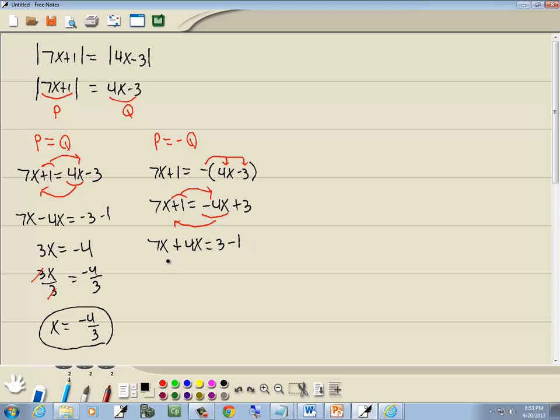Combine together like terms at any step. 7x plus 4x is 11x. Combine together numbers at any step. 3 minus 1 is 2. Last step is to divide both sides by a number in front of your x, which is 11. We're going to do that. These 11s are going to cancel. And we get x is equal to 2/11. And those are our answers.